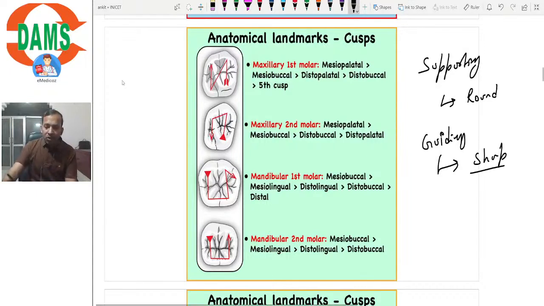तो यहाँ पर मैंने एक छोटा सा डायग्राम दिया है to explain the size of the teeth. So maxillary first molar, this is the permanent maxillary first molar, and mesiopalatal cusp is the sharpest, isn't it? Mesiopalatal cusp is the sharpest, and fifth cusp, that is the cusp of Carabelli, this is the smallest.